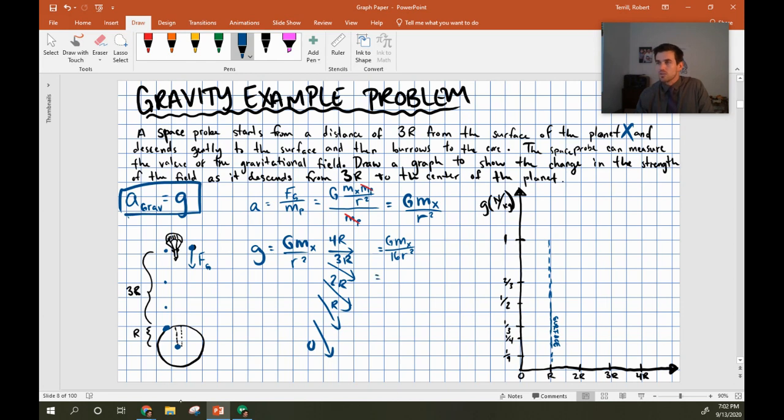Our next value, let's do it in a different color, that way it doesn't get too crowded. This is the 3r. That's going to end up being GMx over 9r squared. My next one, the 2r, is going to be GMx over 4r squared. And then my next one, my r, is going to be GMx over r squared, because now it's just 1r.